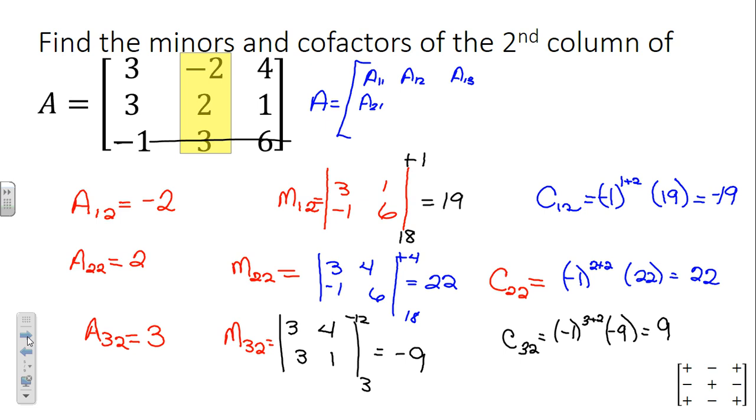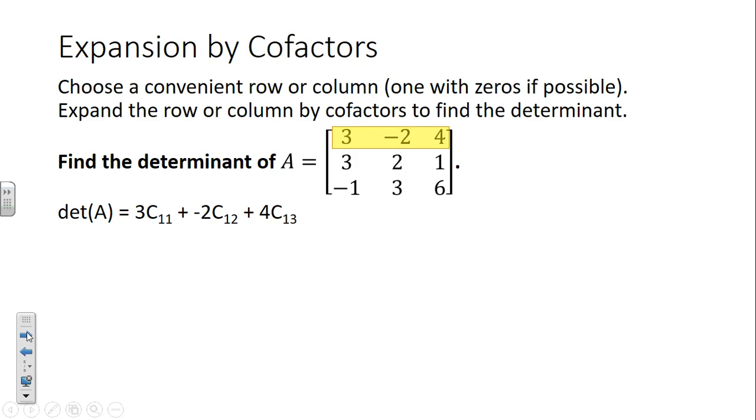Okay, so now that we understand what minors and cofactors are, now we get to use them to help us find the determinant of a 3 by 3. Here's how it works. We're going to expand by cofactors, or expansion by minors is also how I've heard it called in other books. First of all, you want to choose a convenient row, or column, preferably one with zeros in it. I'll explain why in just a moment. And then you expand the row or column by the cofactors to find the determinant.